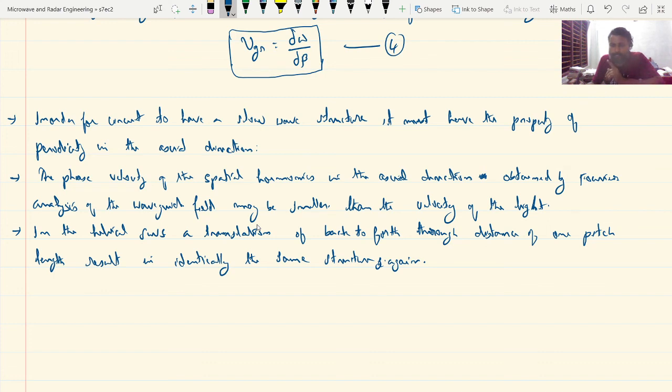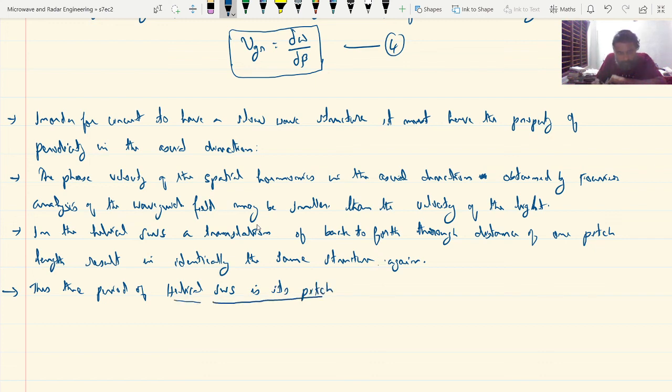Thus the period of the helical slow wave structure is its pitch. Very important. Thus the period of the helical slow wave structure is its pitch.